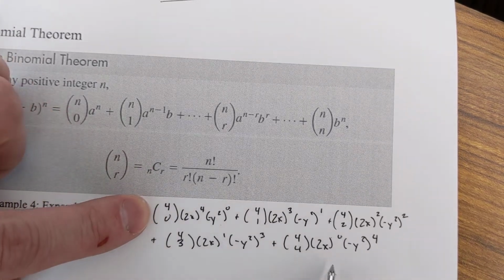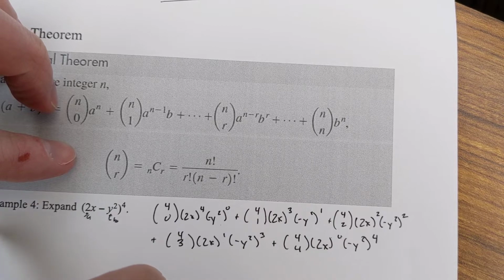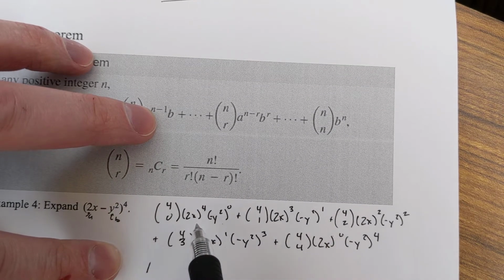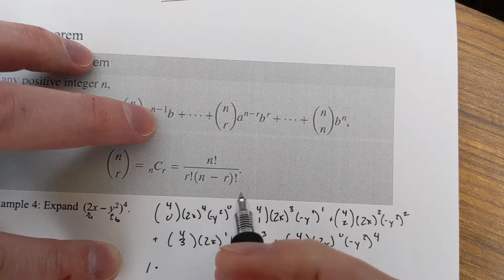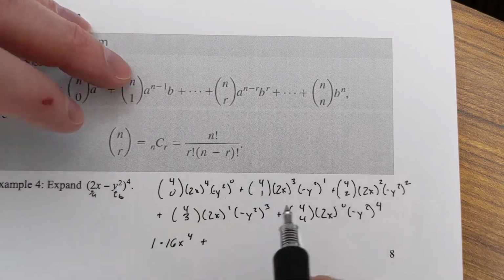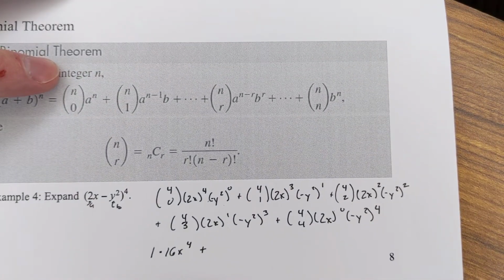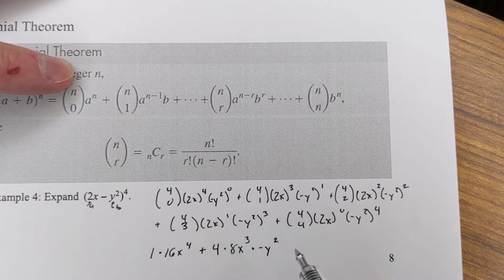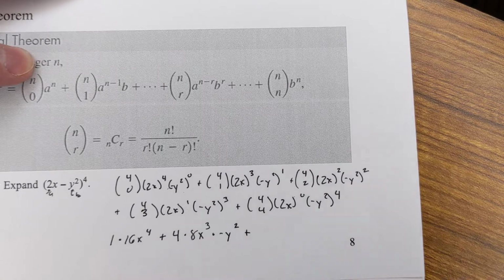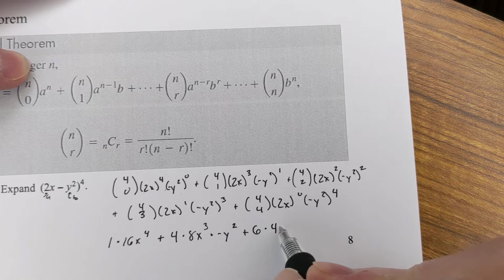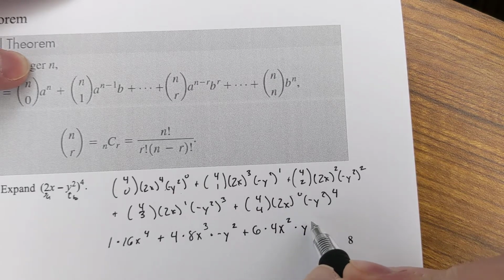So the 4 choose 0 and the 4 choose 4 are always 1. Now this is the fourth row, so I can actually go back to Pascal's triangle if I want to. So it's going to be 1, 2x to the fourth, so 2 to the fourth is 2 times 16, x to the fourth, and anything at the 0th is gone. So plus 4 choose 1, which is 4, 2x cubed is 8x cubed times negative y squared to the first, plus 4 choose 2 is 6, so 6 times 4x squared times y to the fourth.